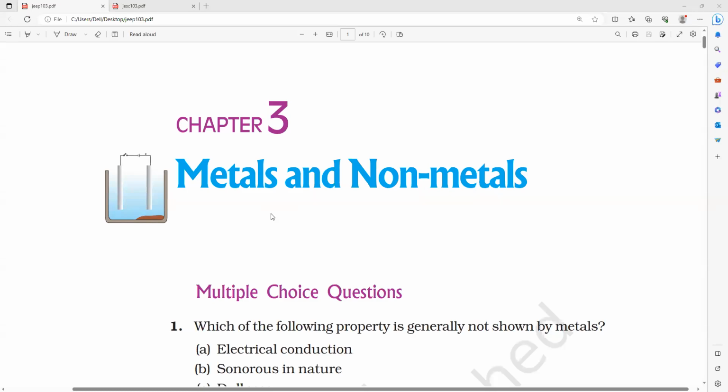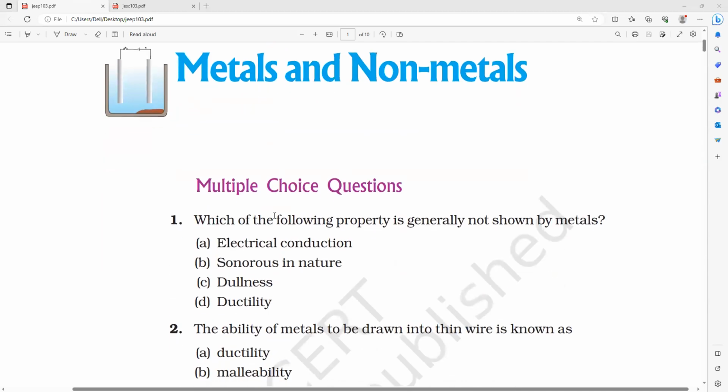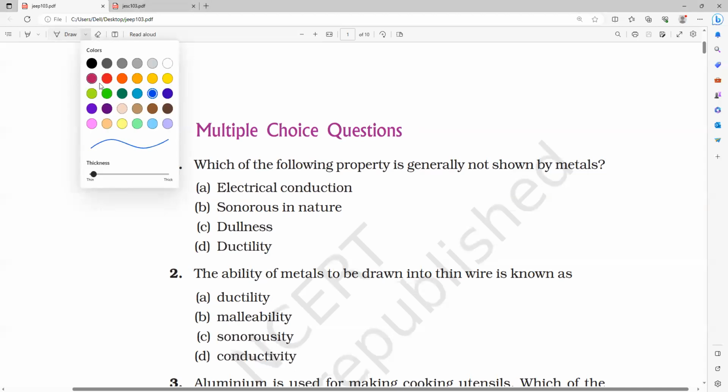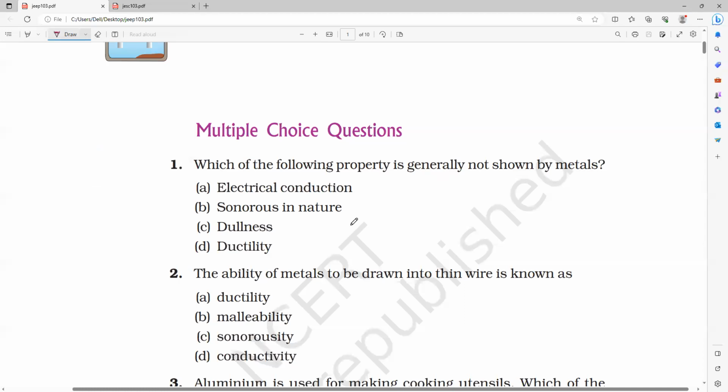So, NCERT exemplar problems. Let us try to finish the MCQs at least today. Totally 36 MCQs are there, so one by one in detail we will discuss it. The first question is: which of the following properties is generally not shown by metals?